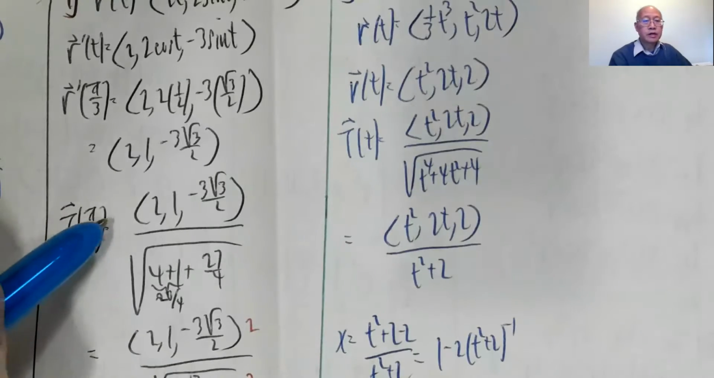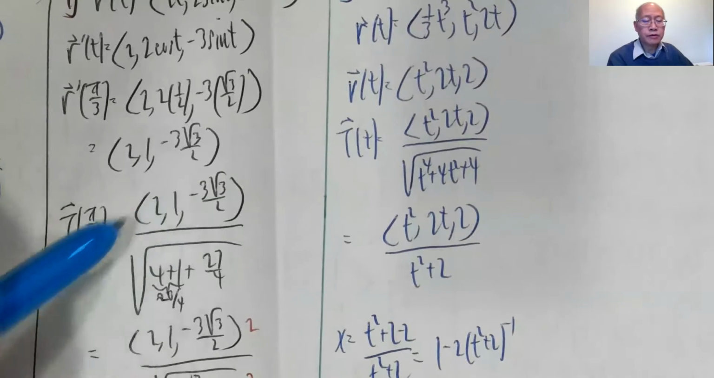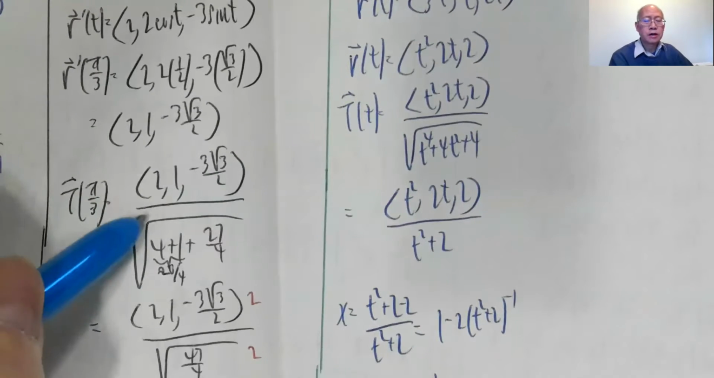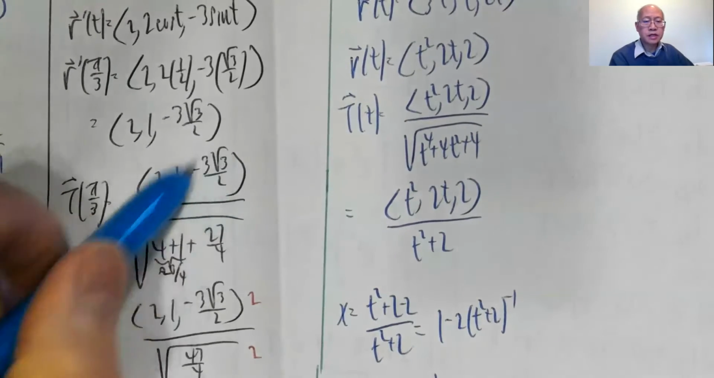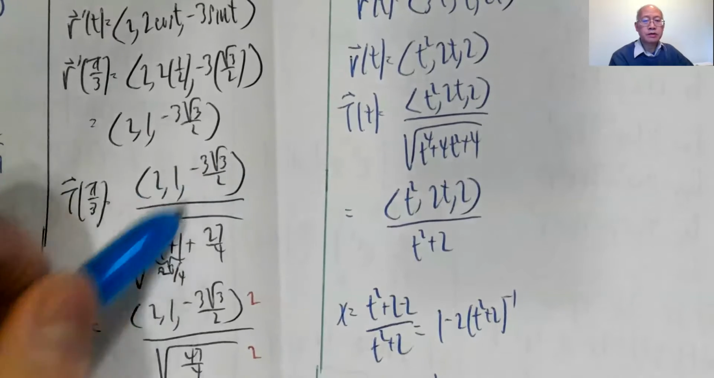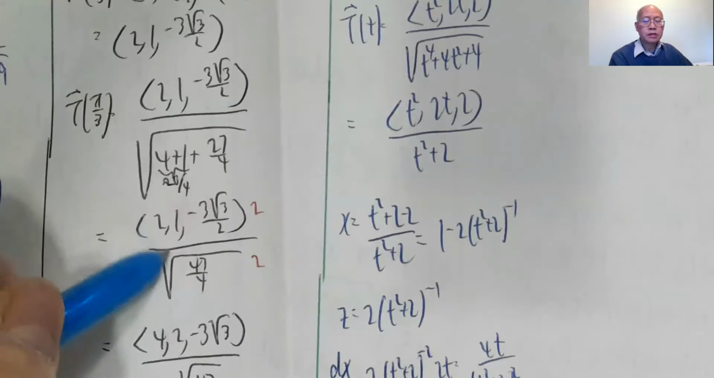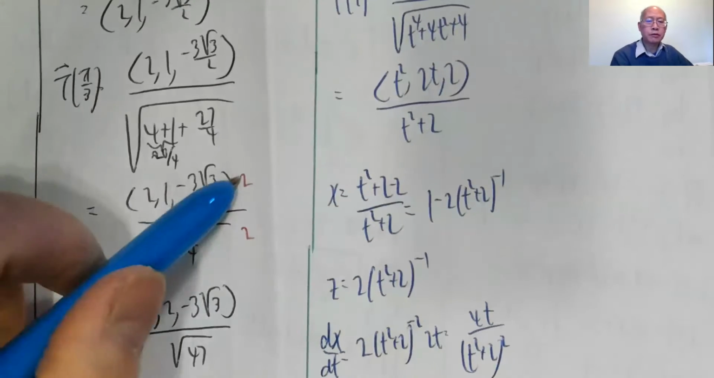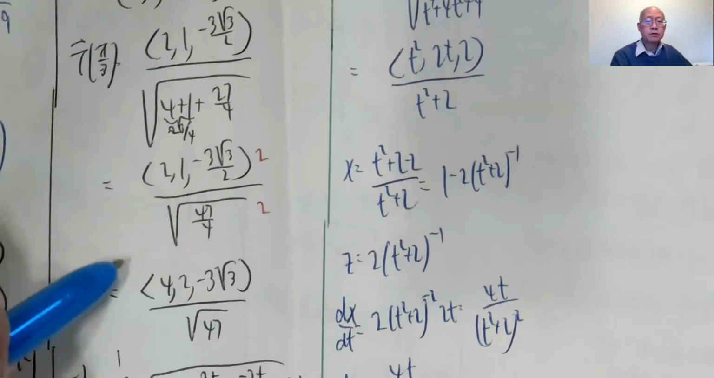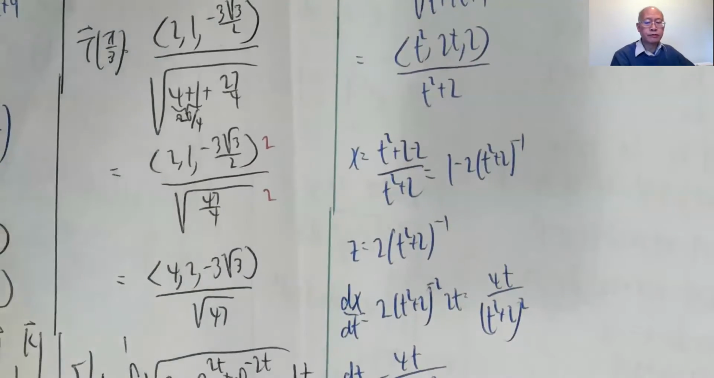The unit tangent vector is 2, 1, -3 radical 3 over 2, over the magnitude of this vector, which is 2 squared plus 1 squared plus this thing squared, which is 9 times 3 is 27 over 4. This is 5, which is 20 over 4. So this comes out to be 47 over 4. Clean it up, multiply top and bottom by 2. So 4, 2, -3 radical 3 over radical 47.